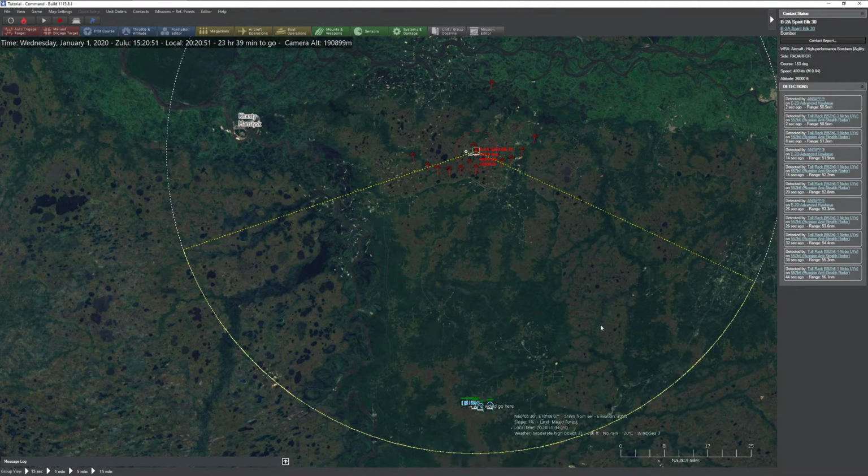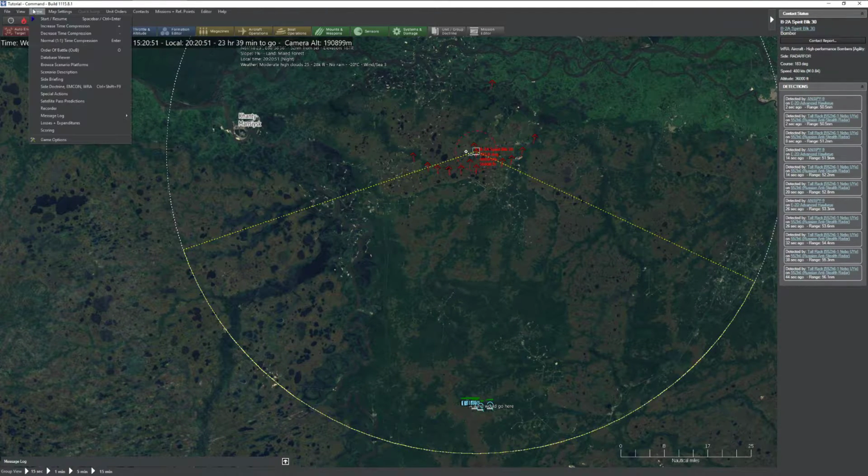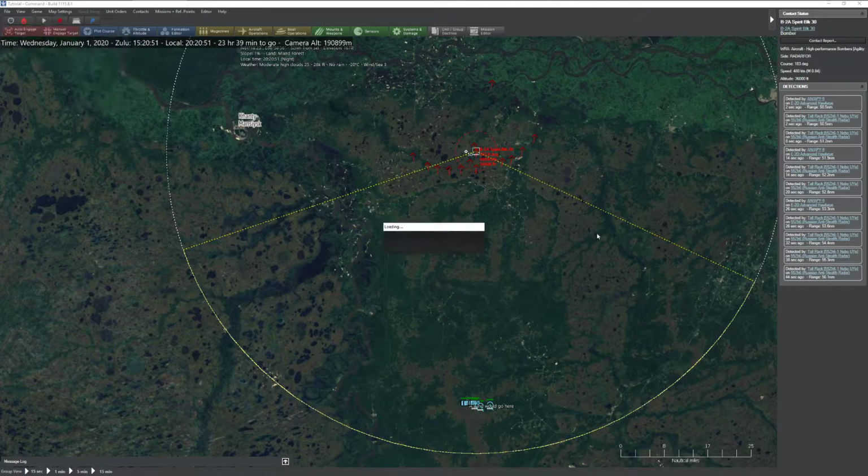Keep in mind, I have 1,000 different detectors down here. The other thing I want to point out, in case you missed it, is that almost every single time these were detected, the first detector was this APY-9. The second detector was the Tall Rack. These are very, very modern radar systems. So let's reset our scenario real quickly.